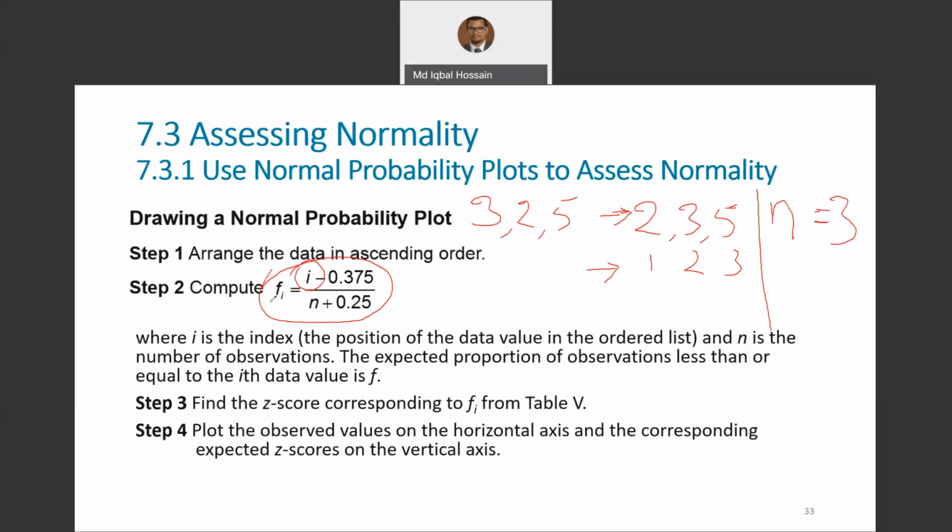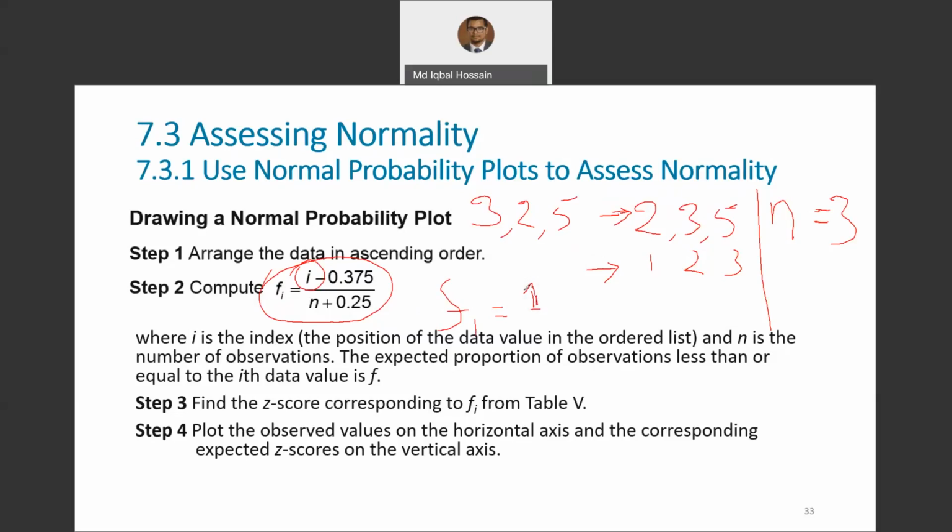Then we will calculate the value of f_i one by one using this formula. Then what will happen after finding this f_i? We will use that f_i to find a z-score from the table. Suppose let's calculate f_i for the first value. So let's calculate f1, which means we are finding the value for the first value.